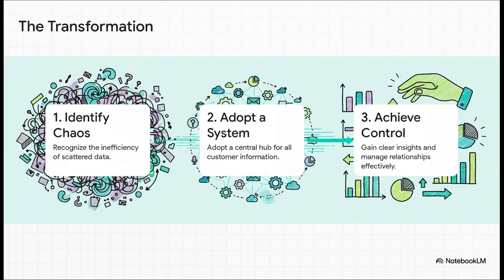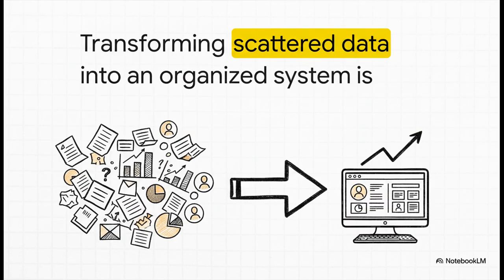And the ad makes this journey feel like a totally achievable one. It's basically 3 steps. First, you have to just admit it and identify the chaos in your own process. Second, you bring in a system to act as that central hub. And third, you achieve control, which lets you manage everything way more effectively. So at the end of the day, this ad isn't really just selling software, it's selling an idea. And the idea is that the foundation of control, of growth, and maybe even of sanity in business all comes from turning that scattered information into an organized, accessible system.